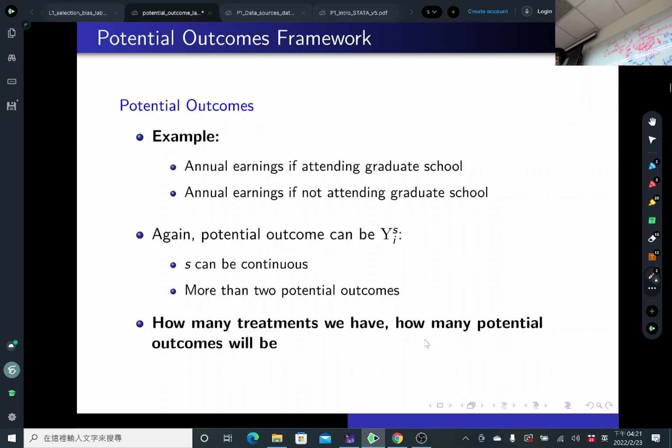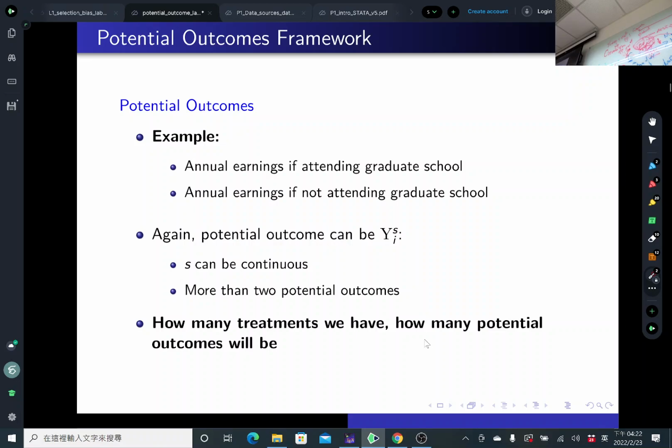The number of treatments determines how many potential outcomes you have. For example, you might have two potential outcomes based on whether you go to grade school or not. There's a potential annual earning if you go to grade school, and another potential earning if you decide not to. The treatment could also be continuous, so more than two potential outcomes are possible. It depends on how many treatments you may have.